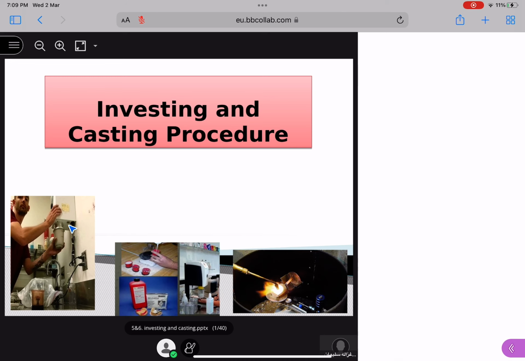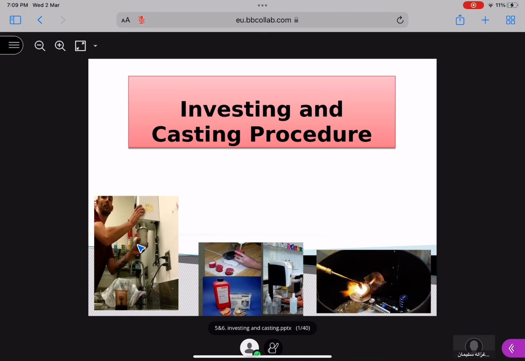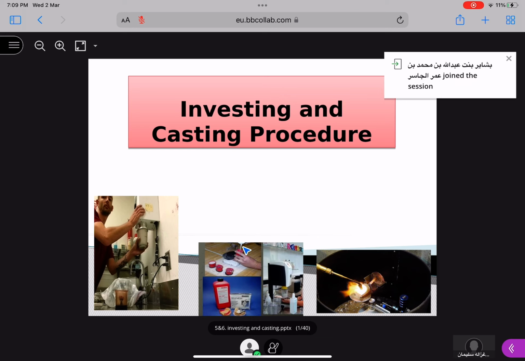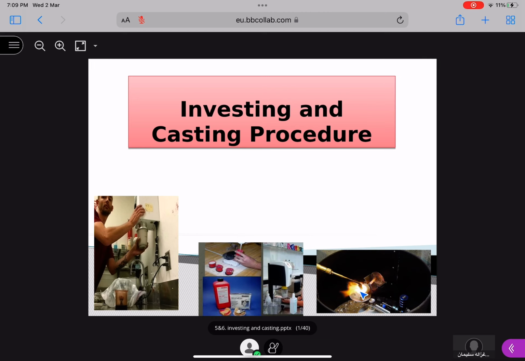The first picture, if you see this, the man is having this machine. You can call it mechanical mixing of the investment material. Here, the man is having the crucible former in which he is pouring the investment material. And in this third picture, this glowing part is the metal which is going to be melting here.